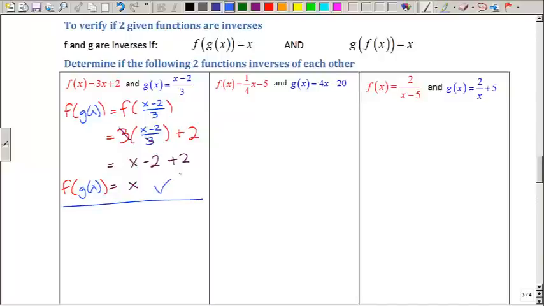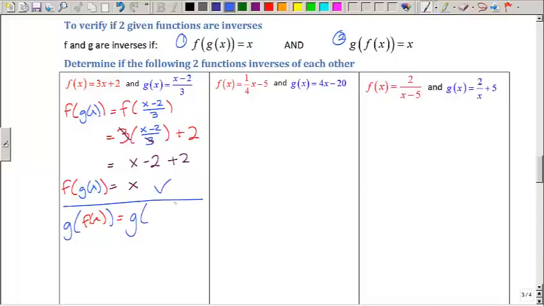So a lot of students will stop right here and say, yay, f and g are inverses. But you've only satisfied the first condition. In order to show that they're inverses of each other, both conditions have to be verified. Therefore, I now have to find g of f of x and make sure that this also does equal x.